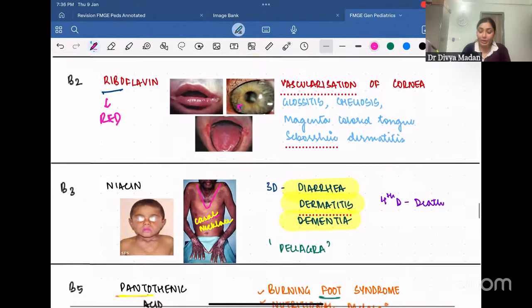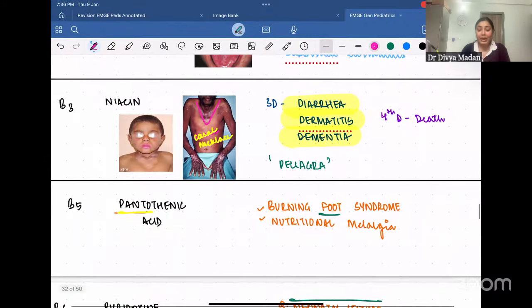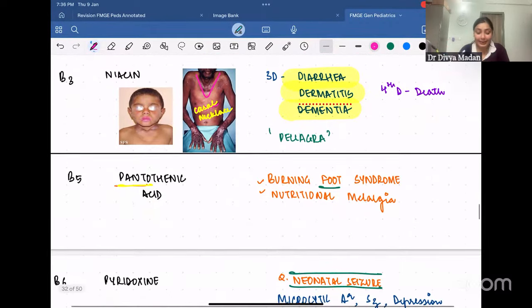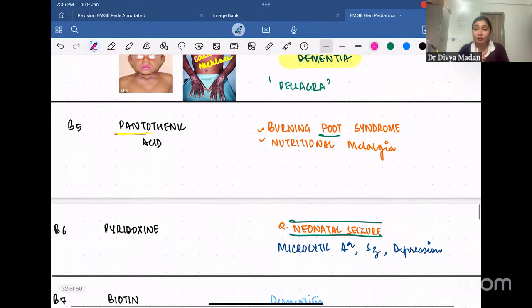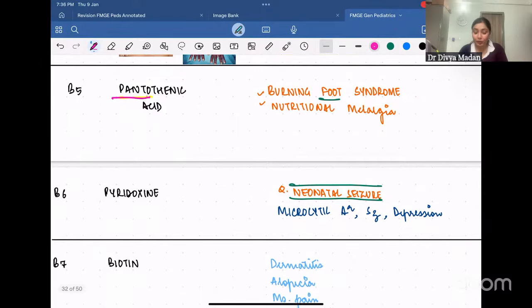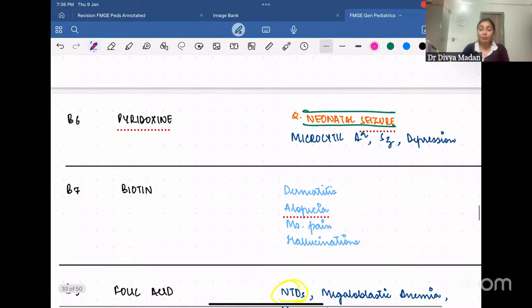Right? Then we have B3, that is niacin. In niacin deficiency, what do you see? We see 3D disease, that is pellagra. We see diarrhea, dermatitis, dementia, and sometimes this fourth D is also considered, that is death, right? Then we have B5, the other name is pantothenic acid. And how do we pull these pants over? We pull the pants over the feet. This is known as burning foot syndrome, also referred to as nutritional melalgia.